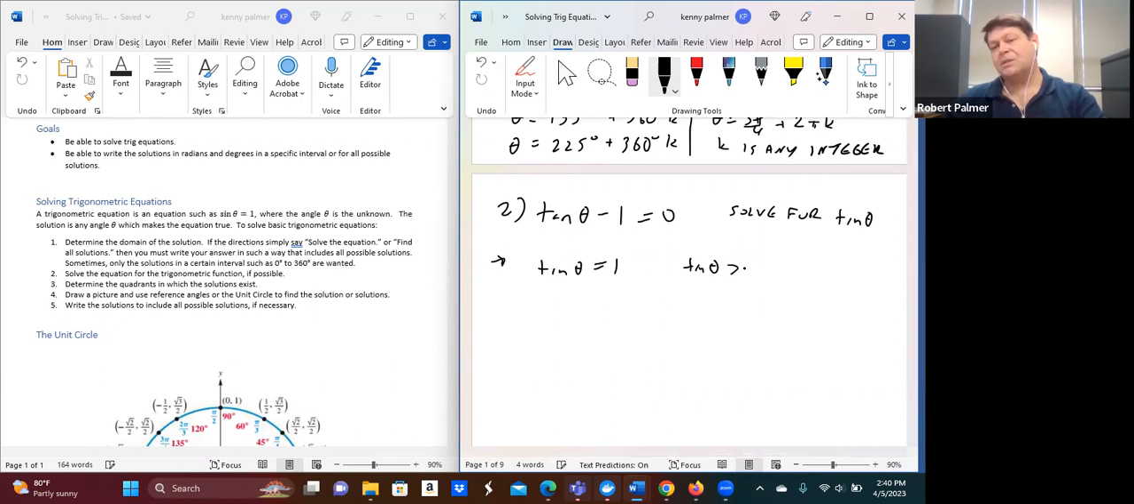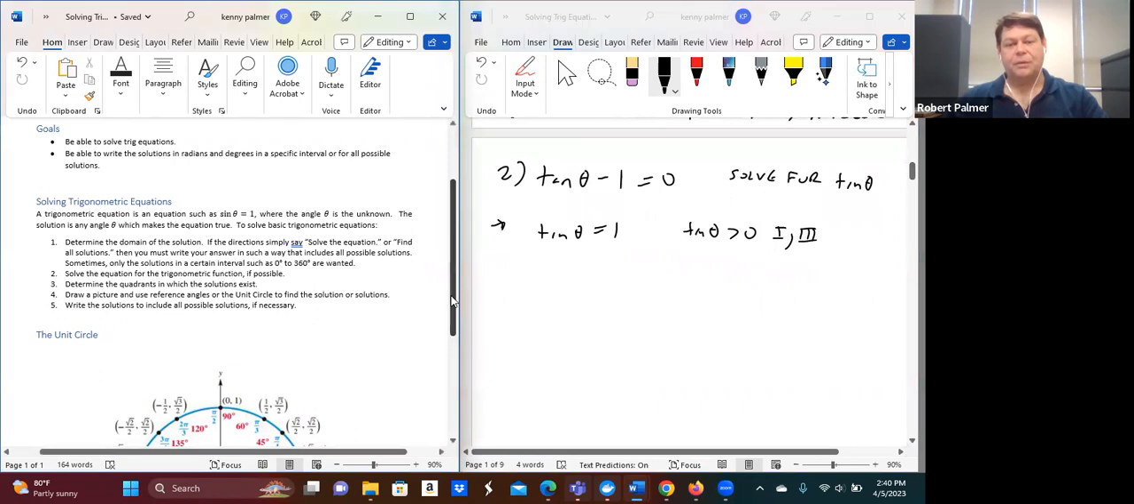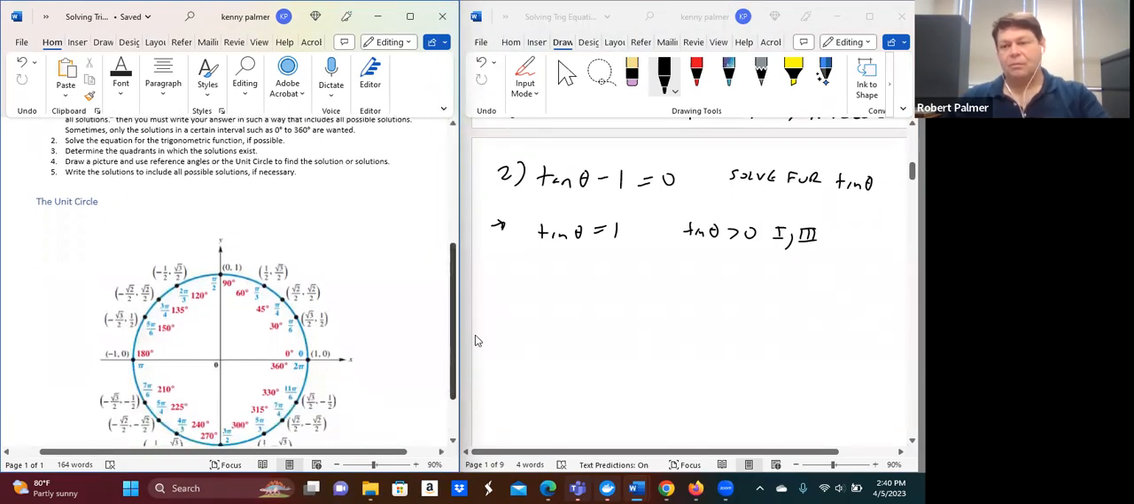So tangent of theta is greater than 0 in quadrants 1 and 3. It's where both sine and cosine have the same sign. So 1 and 3. Let's look at our unit circle. Remember, tangent is the same as sine over cosine. So we're looking at places where the sine and cosine are the same. And in terms of degrees, that's 45 degrees and 225 degrees.